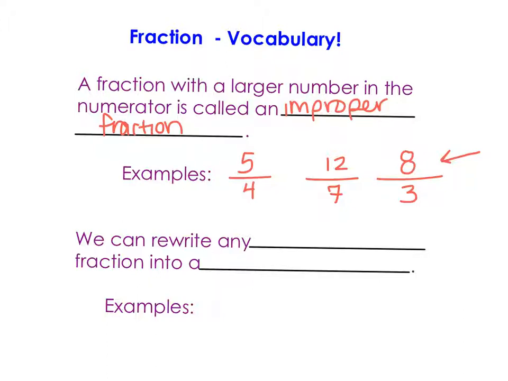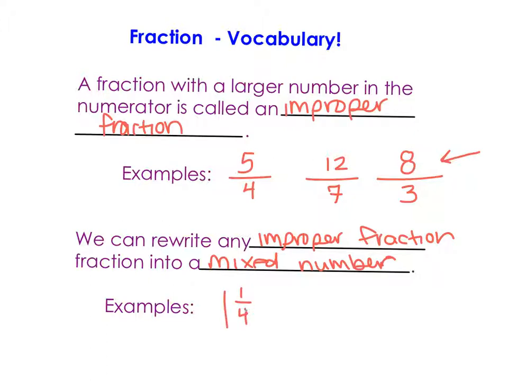Now, we can rewrite any improper fraction into what is called a mixed number. And a mixed number is basically what it sounds like. It is mixed with an integer and a fraction piece. So for example, the mixed number version of 5/4 is 1 and 1/4. That's a mixed number. 12/7 would be 1 and 5/7. 8/3 would be 2 and 2/3.